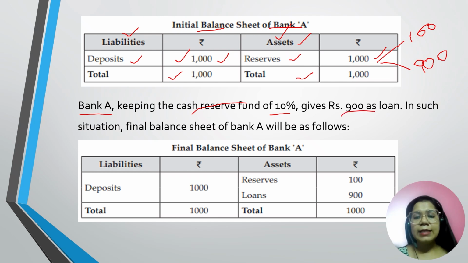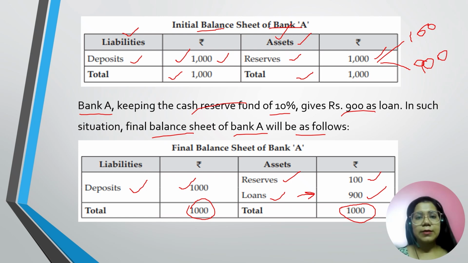So in such a situation, the final balance sheet of bank A will be: the liabilities will be the deposits, which is 1000 rupees, and assets is the reserves, which is the cash reserve fund of 100 rupees, plus loans of the excess reserves, which is 900 rupees, and the total remains the same, which is 1000 rupees. So liabilities and assets are the same. So now bank A has given a loan of 900 rupees.